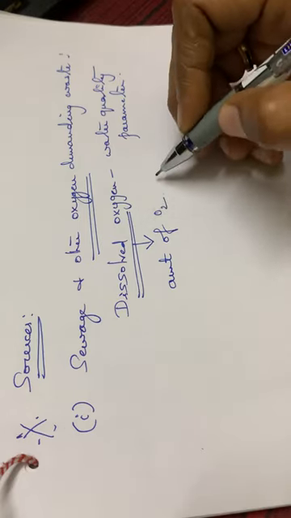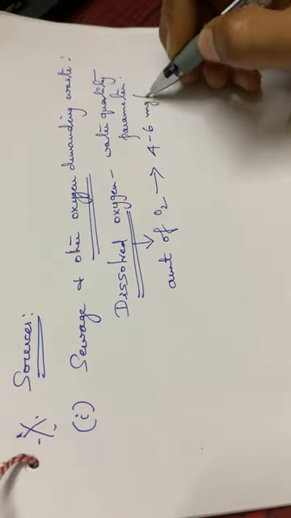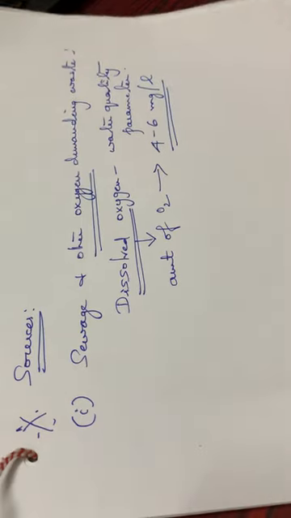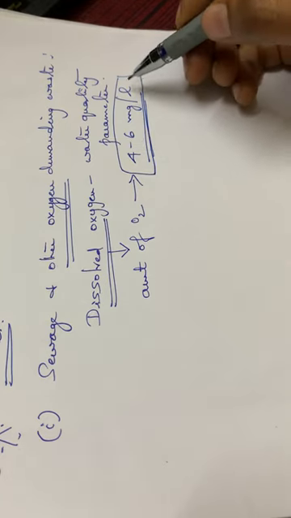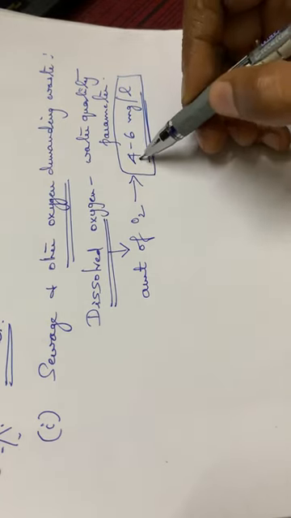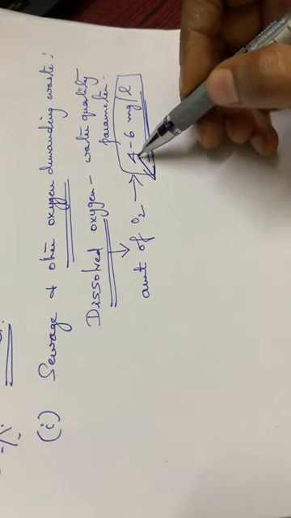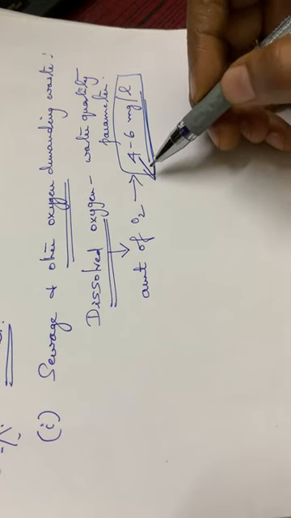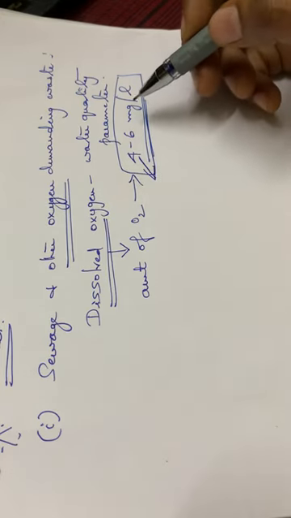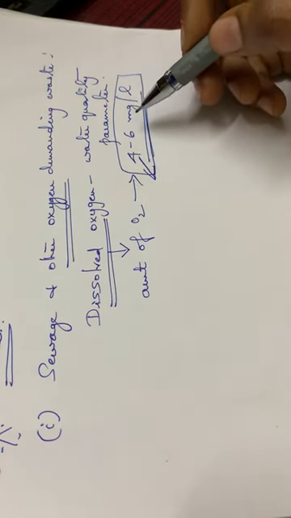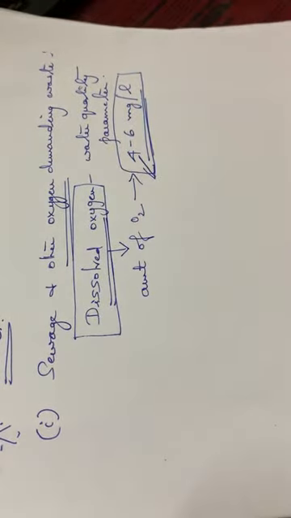Normally the optimum level of dissolved oxygen is about 4 to 6 milligram per liter. So for an unpolluted water body, the dissolved oxygen content will be 4 to 6 milligram per liter. If the dissolved oxygen is less than 4, that means the water is polluted. Otherwise, the water will not be contaminated. So the major water quality parameter is the dissolved oxygen content.